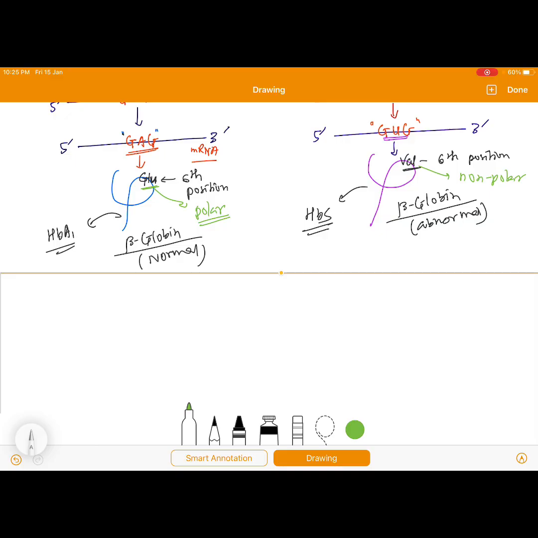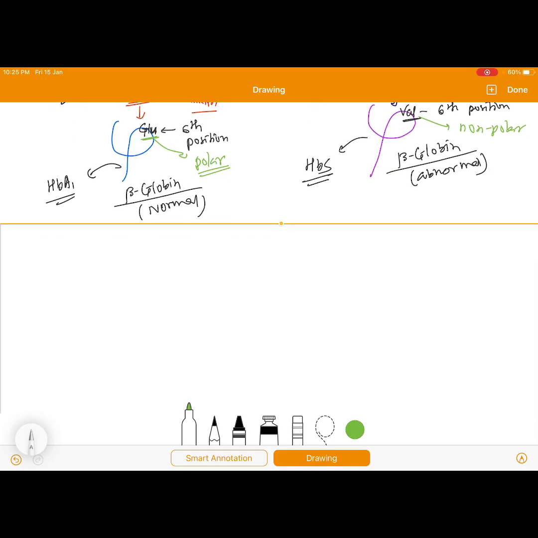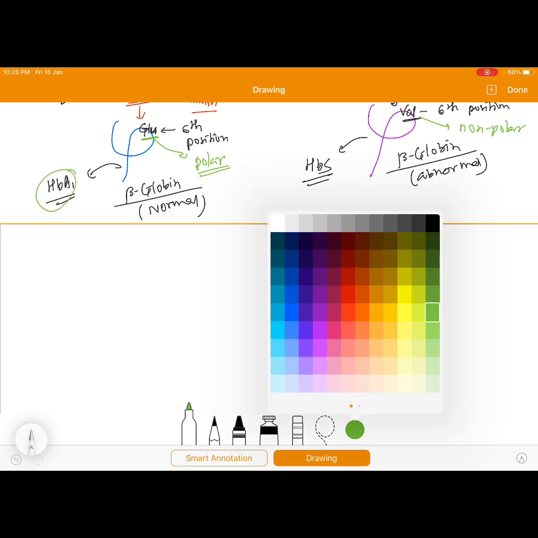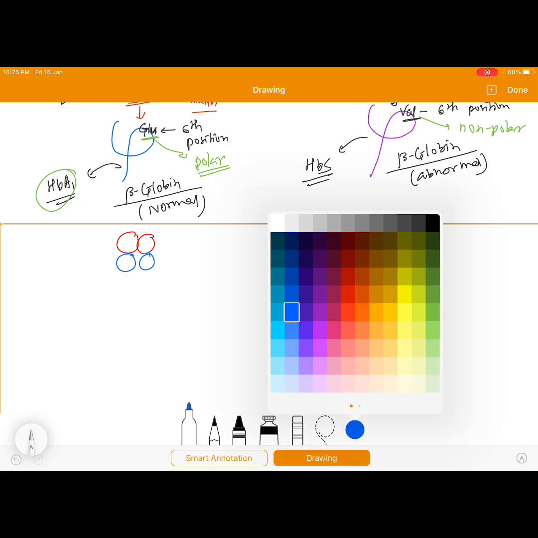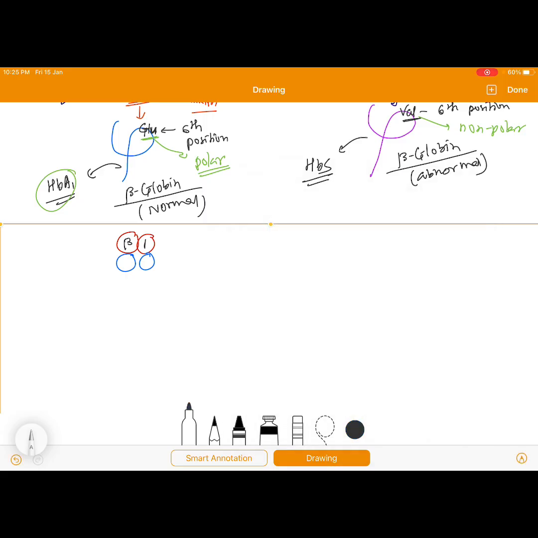Now, due to this polar amino acid, this particular globin is going to form the HbA1. In that HbA1, what will we get? We will get 2 beta globins like this, and 2 alpha globins will be present like this. These 2 are beta globins, and these 2 are the alpha globins. This is the structure of HbA1.